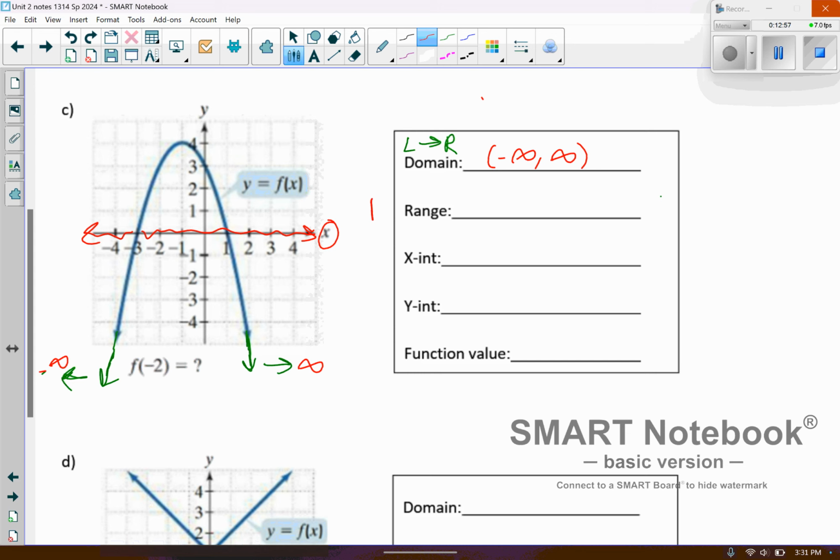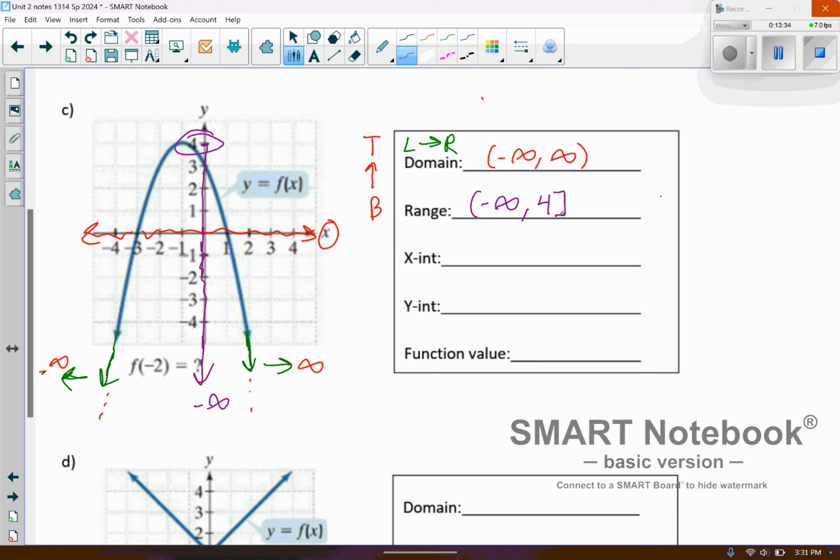Okay, now range. Remember, we want to start with how low to how high. So bottom to top. So the bottom, there really is no bottom. It goes down indefinitely either way. However you look at it, it's going to go down the y-axis indefinitely forever down to negative infinity. Now going up, that's a different story. We peak right up here at 4. So my range is going to be from negative infinity to +4, and then I'm going to bracket that 4 in right there.